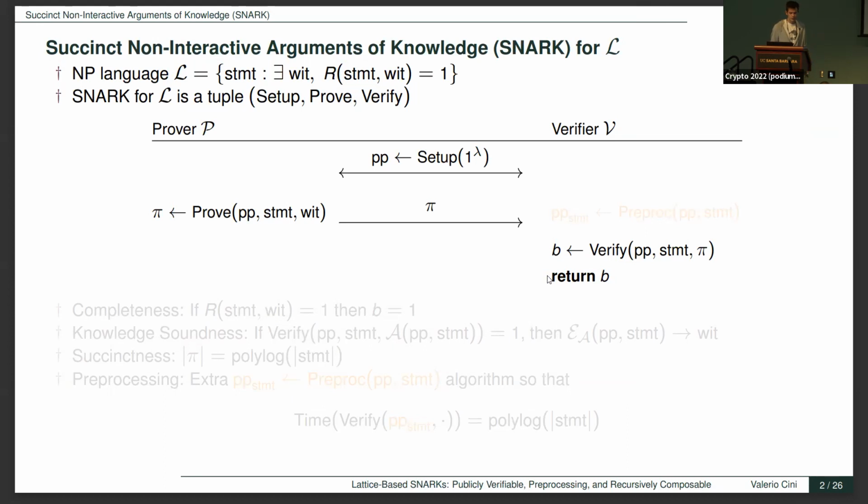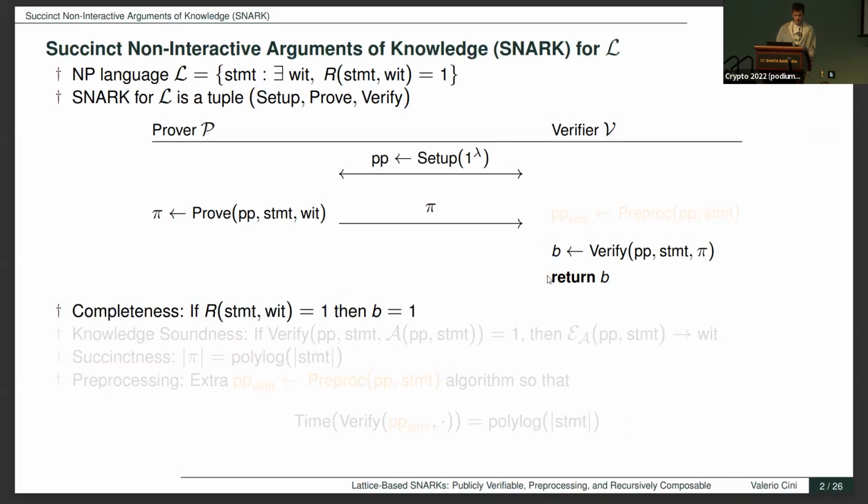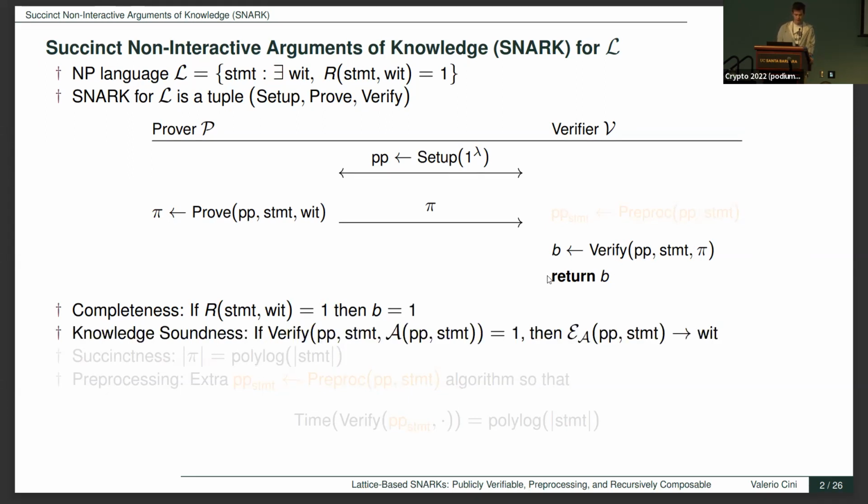This proof system requires 4 different properties. So the first one is completeness. Whenever the tuple statement-witness used by the prover actually satisfies the relation defined in the NP language L, then the verifier should accept. On the other hand, we also require some form of security. And in our case, we require knowledge soundness. So whenever a possibly cheating prover makes the verifier accept, then we require that there exists an extractor that extracts the witness corresponding to the statement being proven from such an adversary.